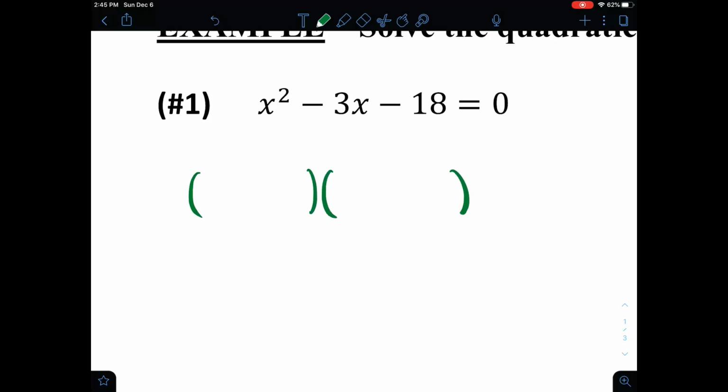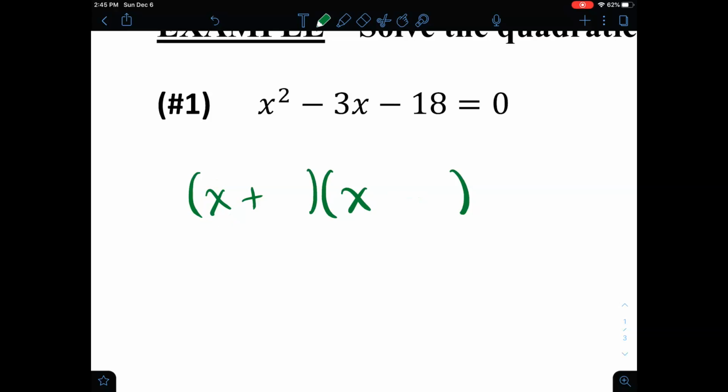So we need factors of x squared. Well, that's kind of nice. It's going to be just x and x. We have a negative and a negative here, which means we need a positive and a negative to multiply to negative 18. So we need a positive and a negative. I can put it either way I want because these are both the same. They're both x.